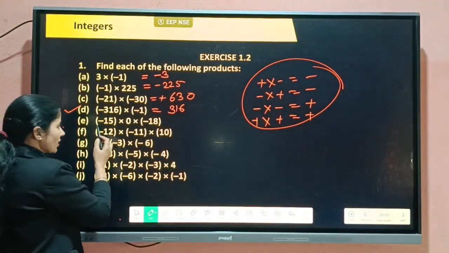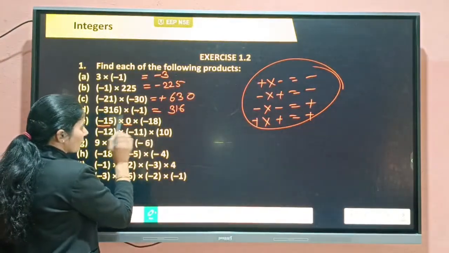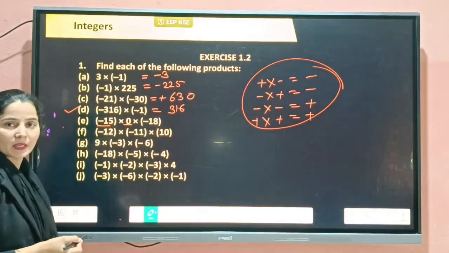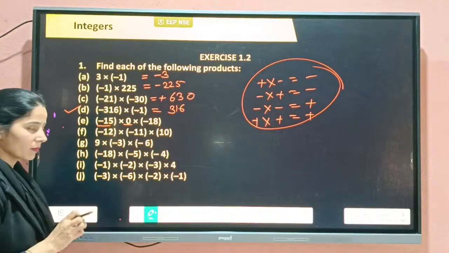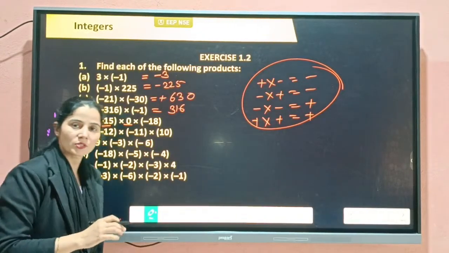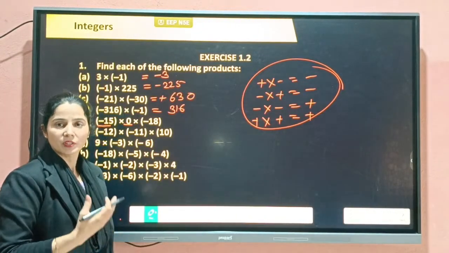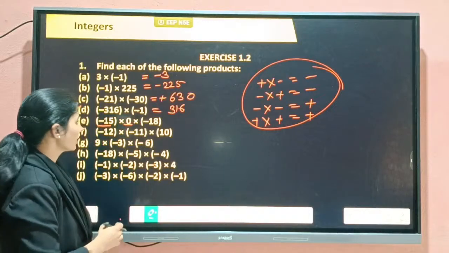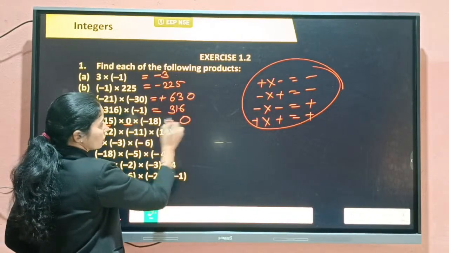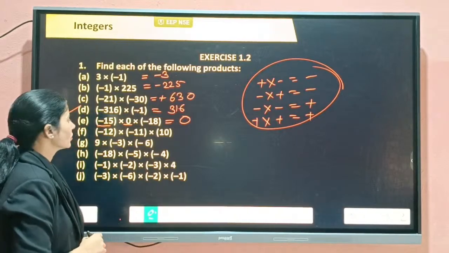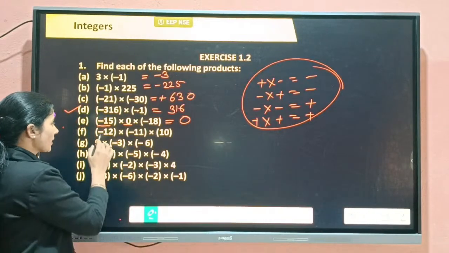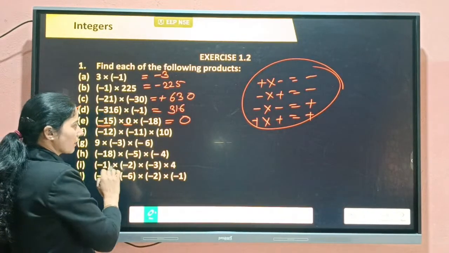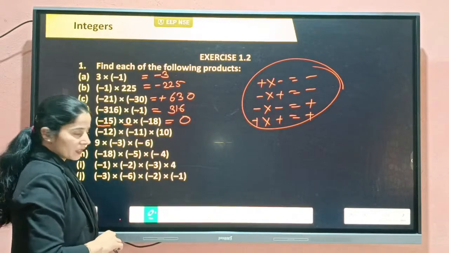Minus 15 is multiplied with 0 and then that product is again multiplied with minus 18. Keep in mind, if 0 is multiplied with any number, then it will always give us 0. Your answer is 0.